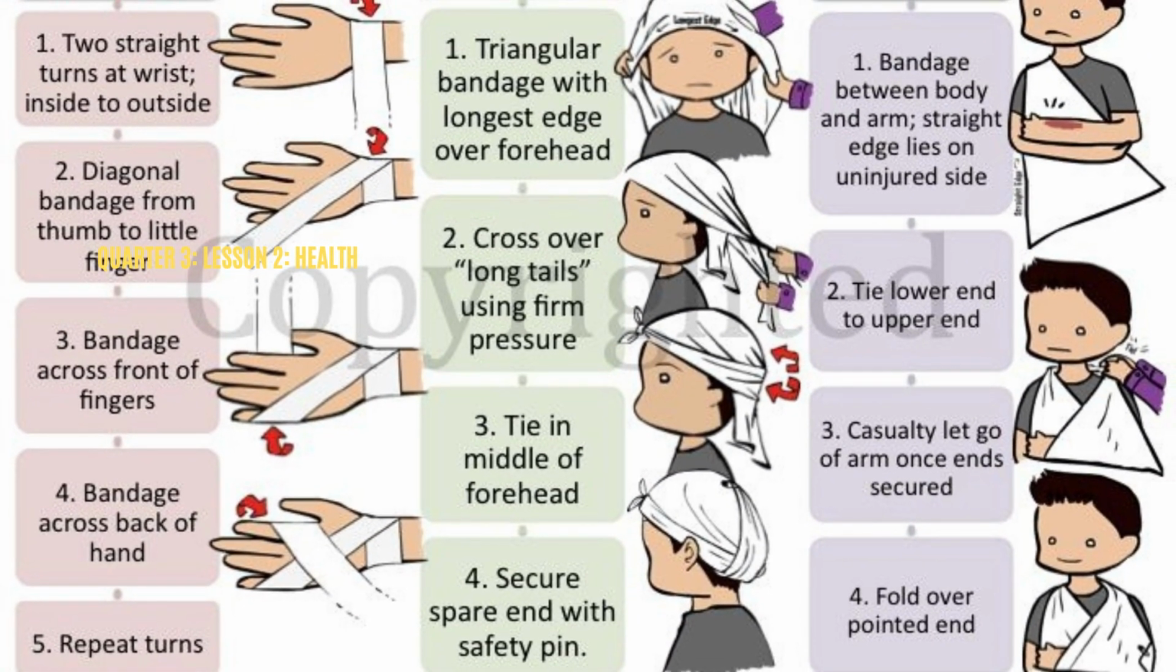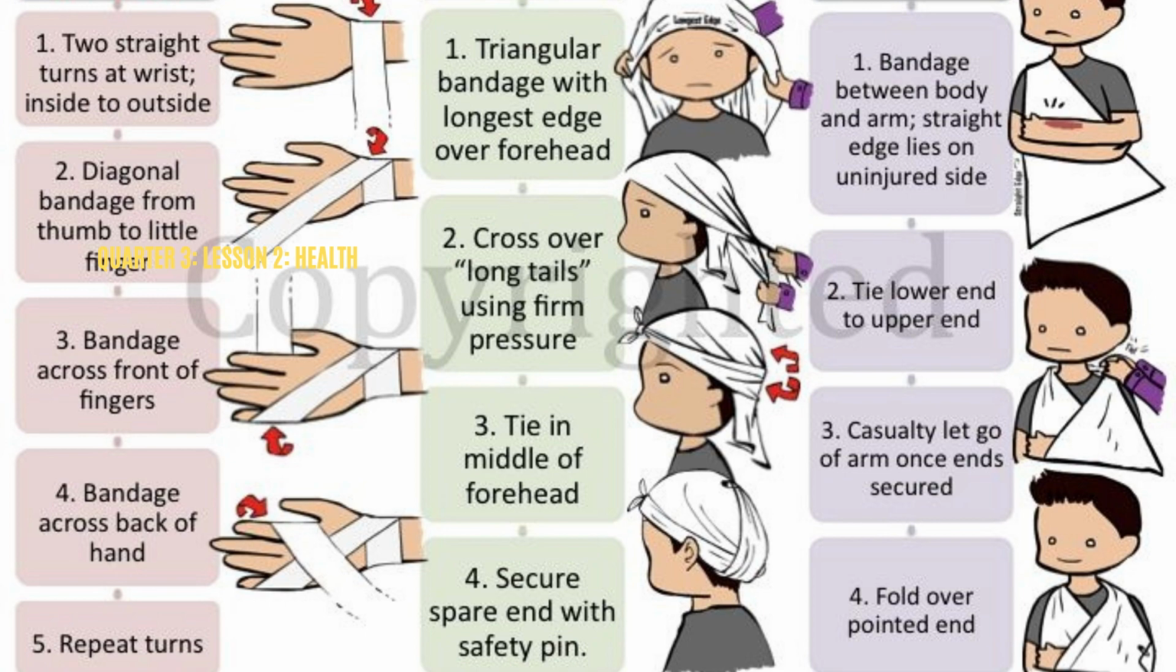As you can see in the video, there are different procedures on how to apply these different types of bandages. As you can see in the picture, the following are the procedures on how to conduct different bandaging techniques for the wrist, for the head, and even for arm injuries. You may refer to this picture in order for you to conduct those different first aid treatments for different injuries that require bandaging.